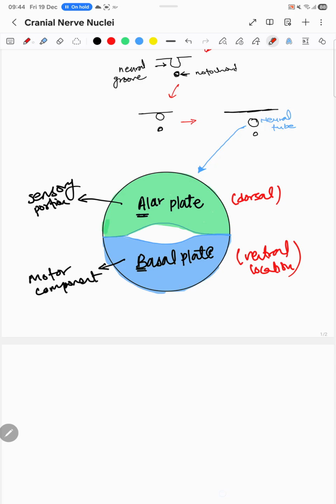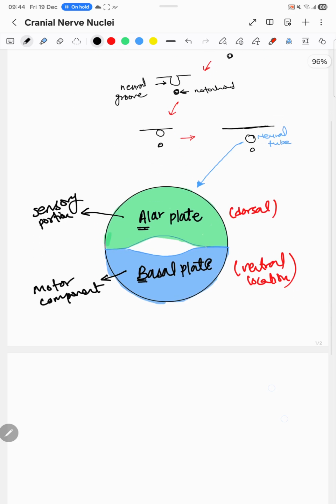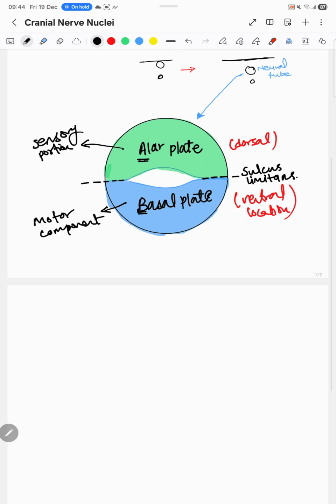But there's something also very important that I must mention over here: the region that separates the alar plate and the basal plate is called the sulcus limitans, right? As you can see, this area forms the central canal of the spinal cord and the area of the ventricles in the central nervous system.